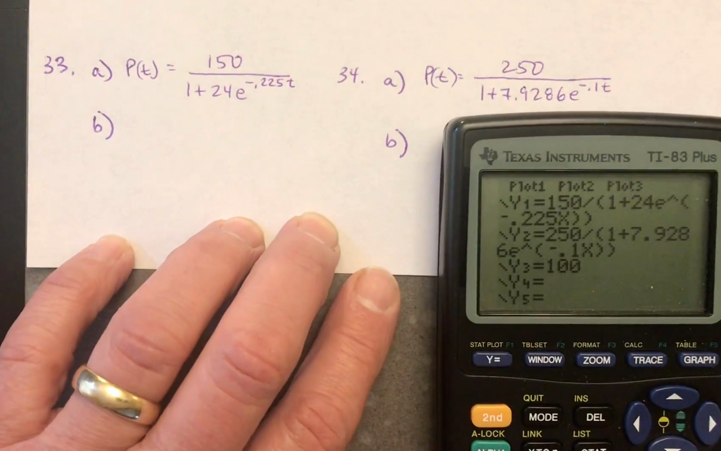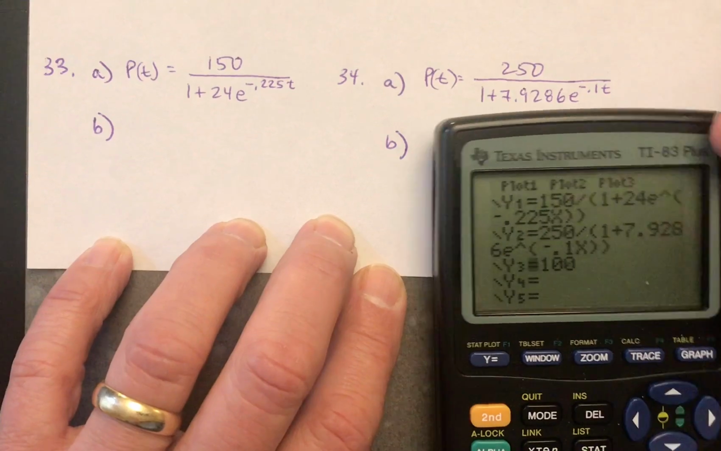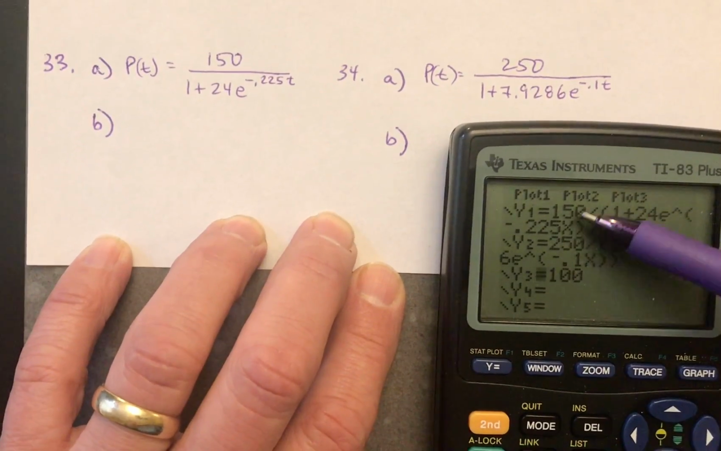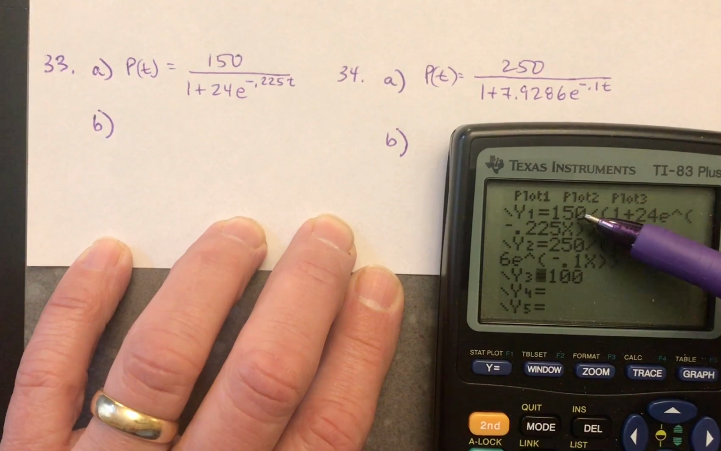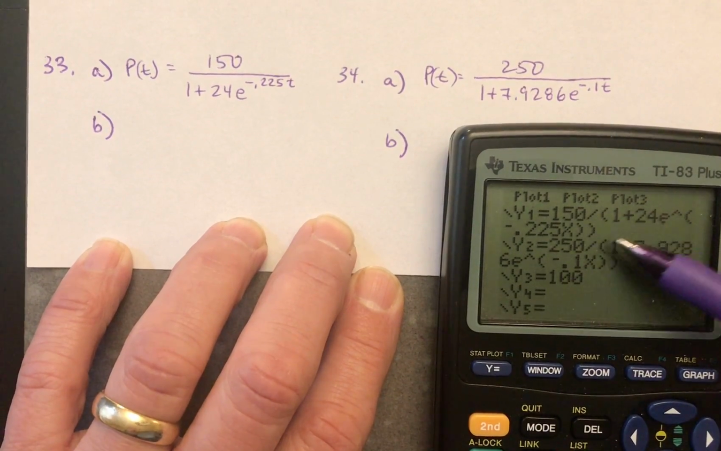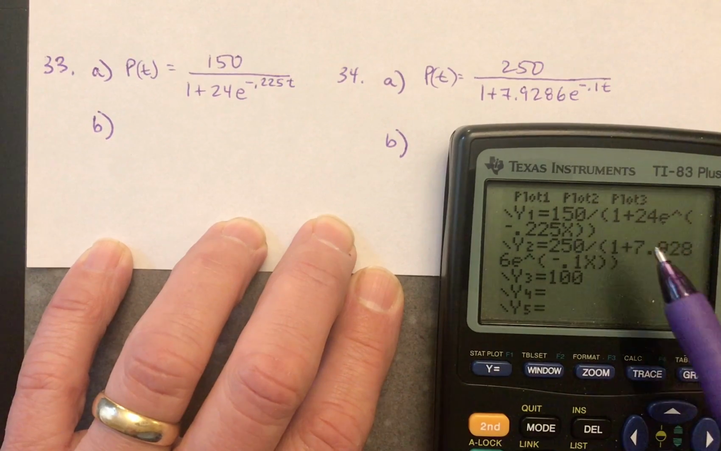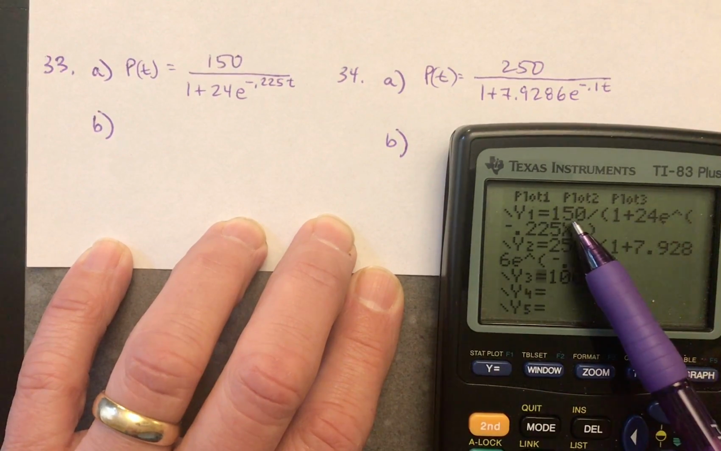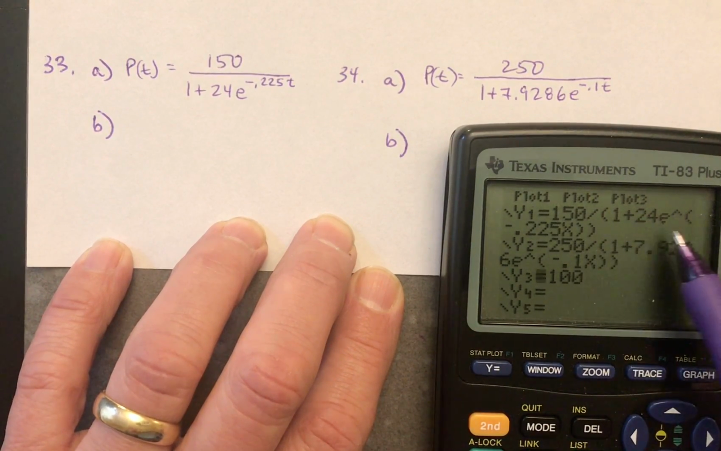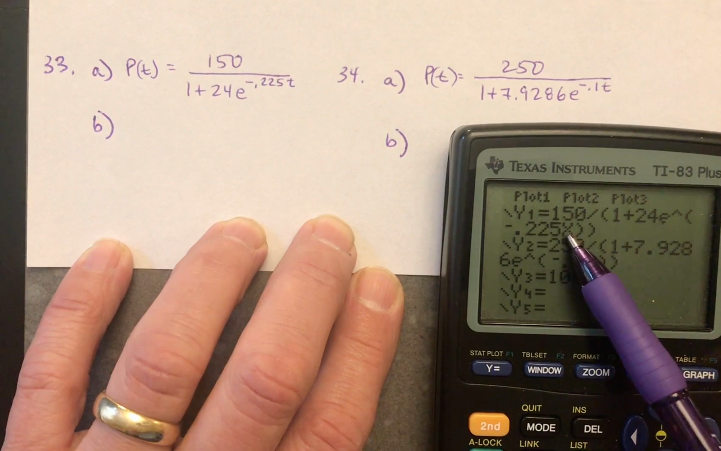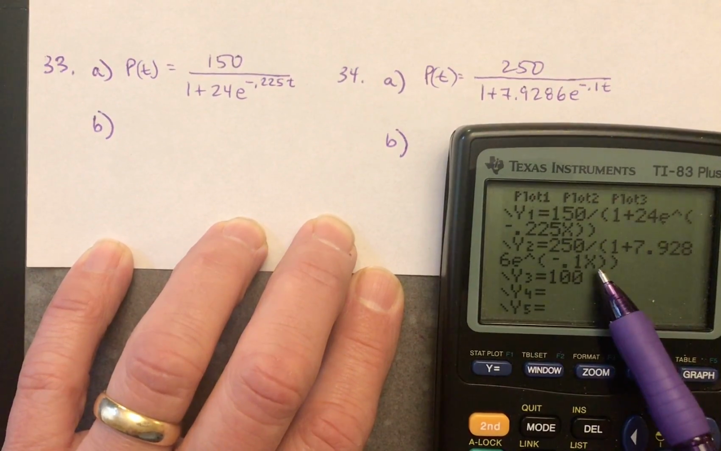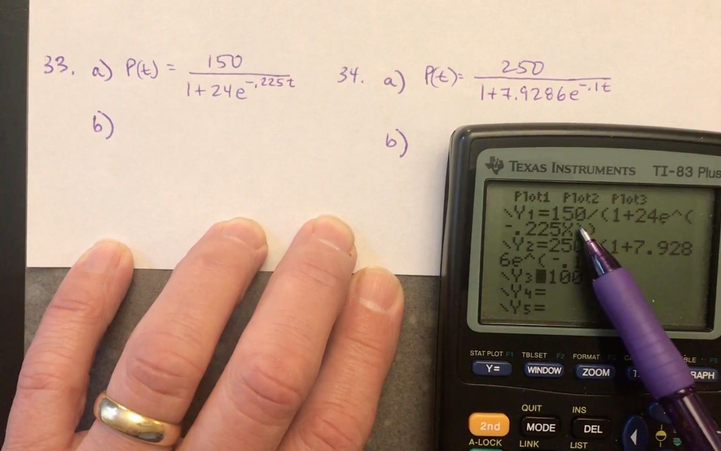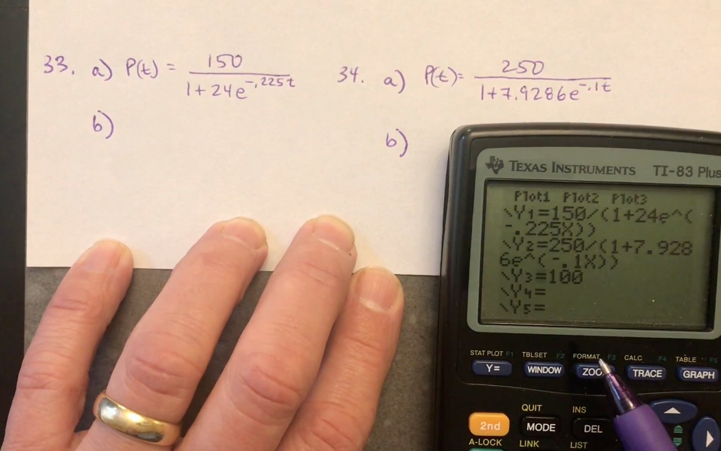So what I did is I put both equations in here, and then I'll just use the equation that I need at the correct time. So here's the first equation for the guppy population. And if you notice, I have plenty of parentheses in here. I've got the 150 divided by, and then I have the whole denominator. For 34, I have the 250. I have the whole denominator. Notice that I have double parentheses here, double parentheses here.